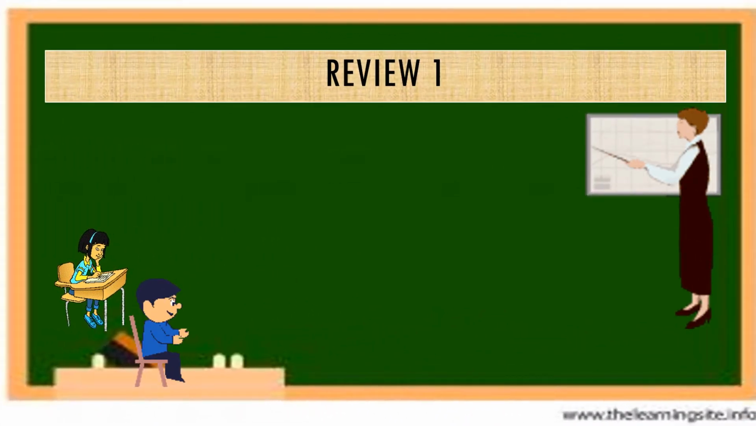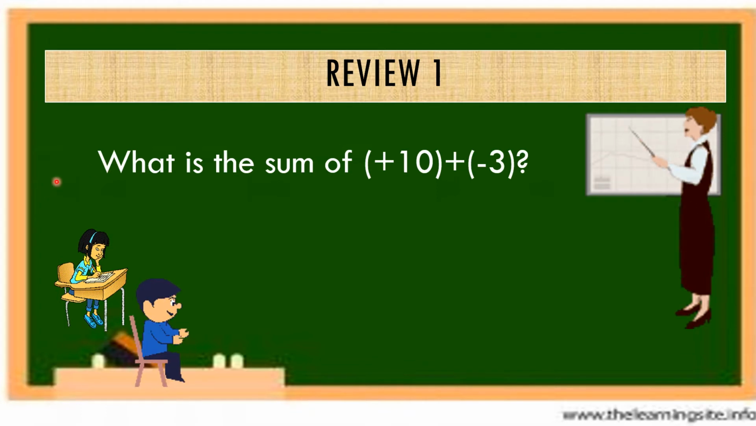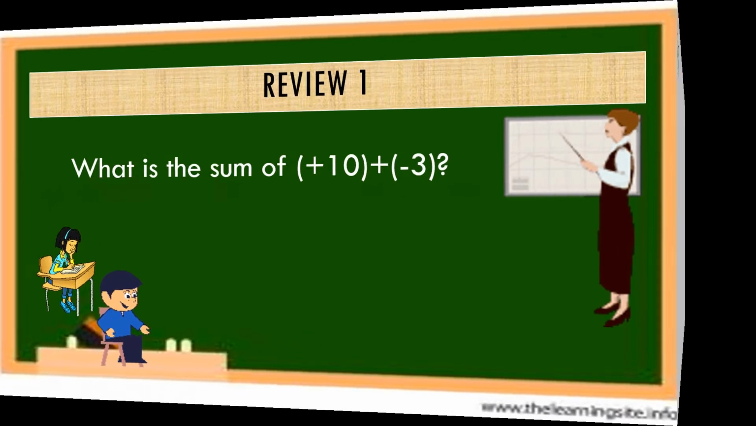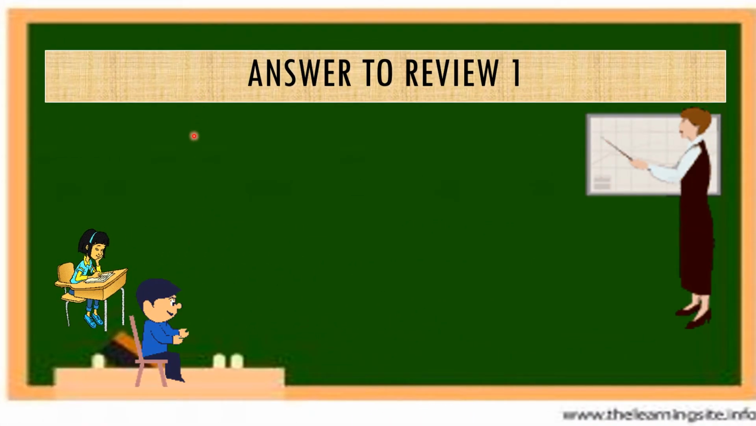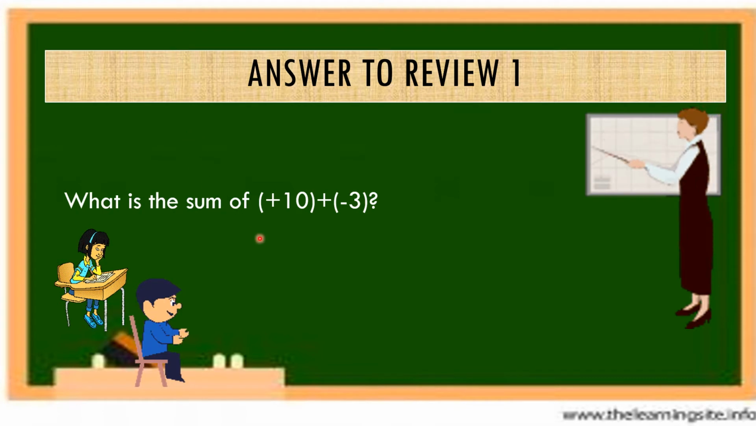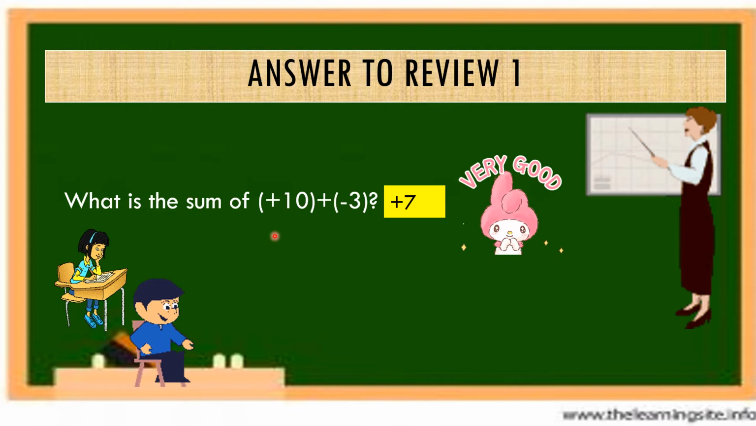We need to review the previous lesson. We have review number 1. What is the sum of positive 10 plus negative 3? We have the answer to review 1. What is the answer? The answer is positive 7. Very good. You got it correct.